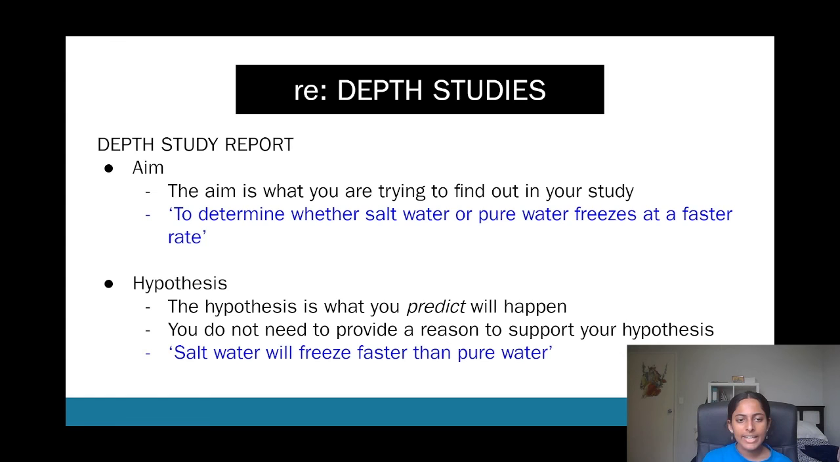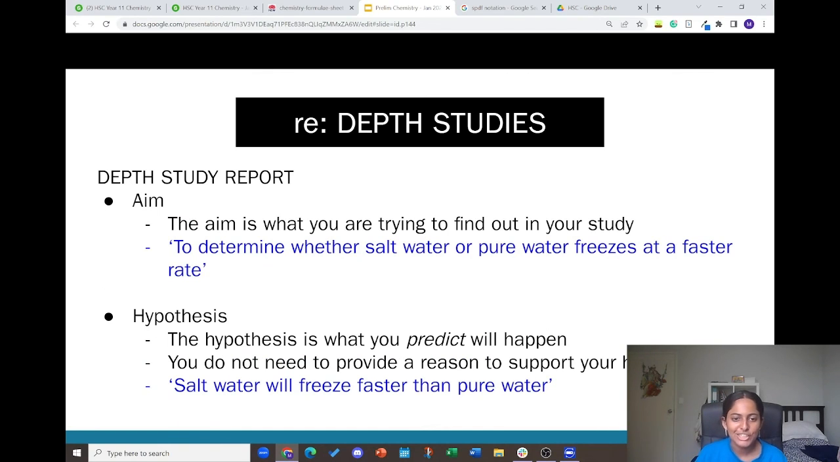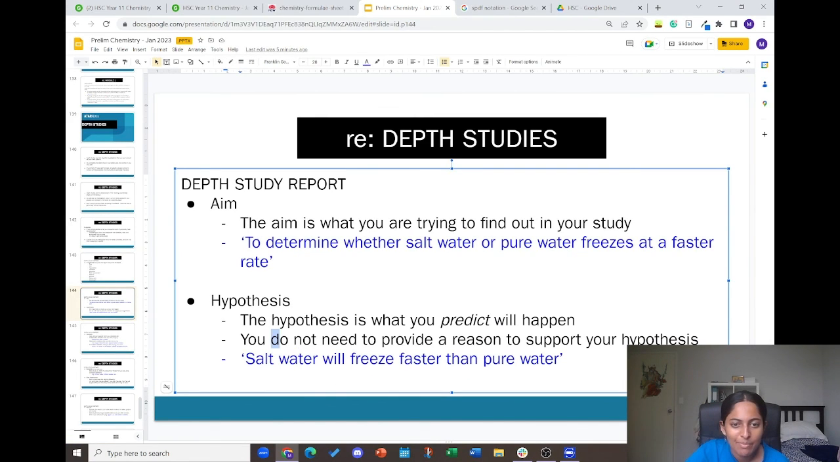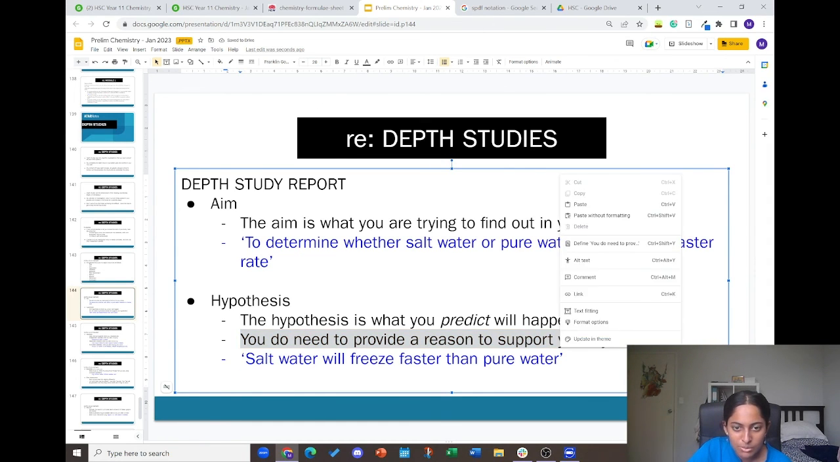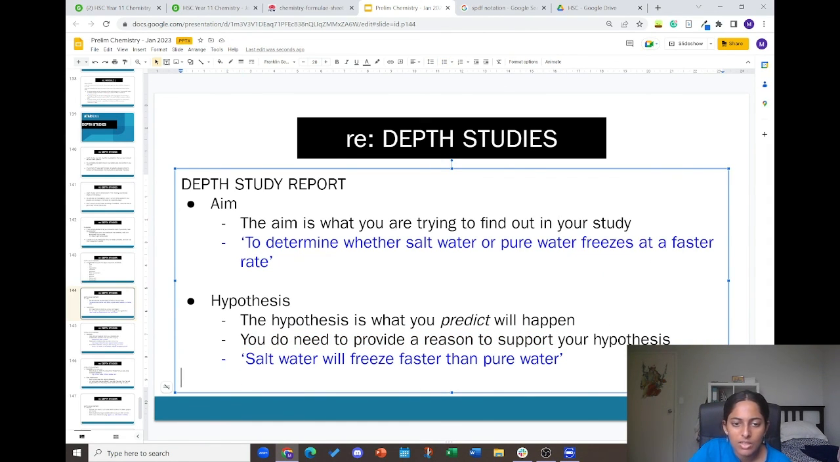In terms of writing an aim or a hypothesis, the aim is pretty much what you're trying to figure out. In an example like this, it's whether salt water or pure water freezes at a faster rate. And a hypothesis is pretty much linking one variable to another. The syllabus has kind of changed, so note this down, whoever is watching this lecture: you actually do need to provide a reason. I don't know why it says do not. You do need to provide a reason to support your hypothesis. So it'll be something like linking one variable to another with a reason.